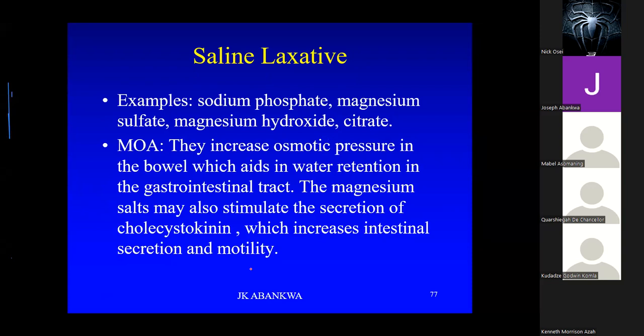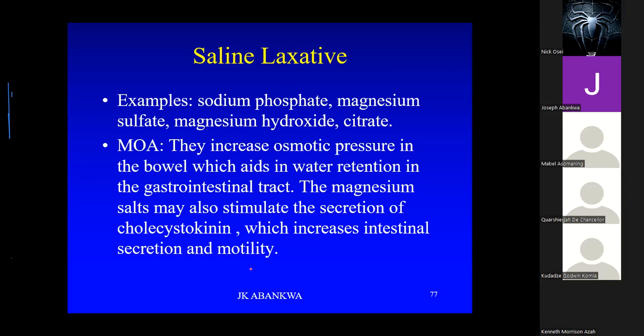Now we move on to the saline laxative. So we have examples being magnesium hydroxide, magnesium sulfate, sodium phosphate, and citrate. The mechanism of action: they increase osmotic pressure in the bowel, which aids in water retention in the gastrointestinal tract. The magnesium salts may also stimulate the secretion of cholecystokinin, which increases intestinal secretion and motility. So please note the mechanism of action.